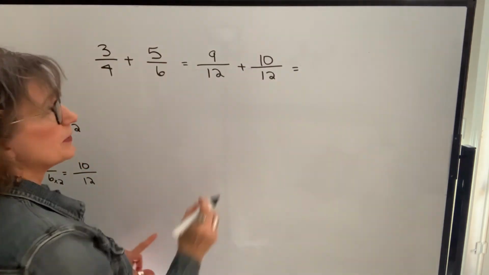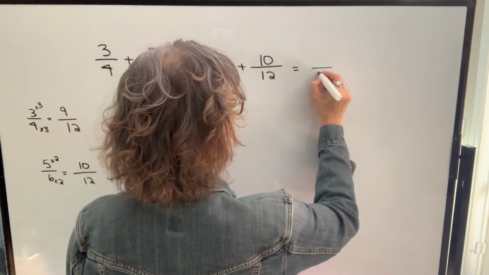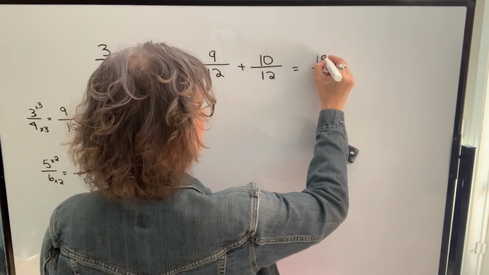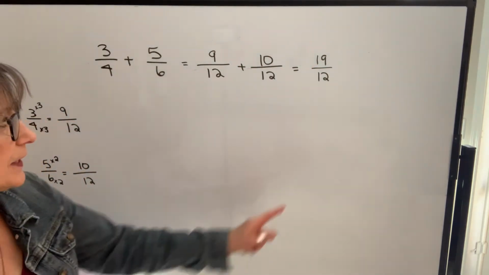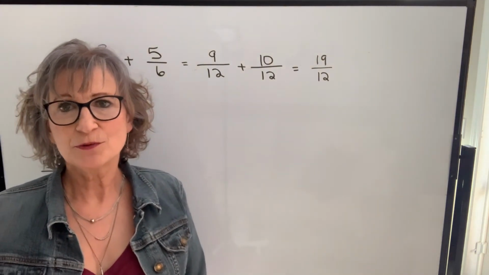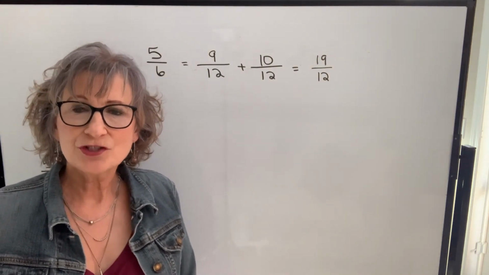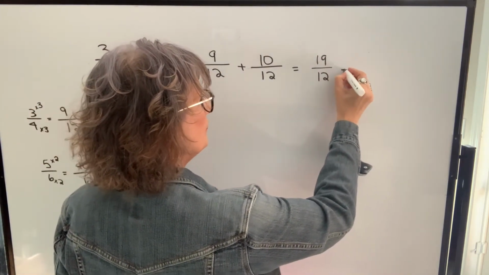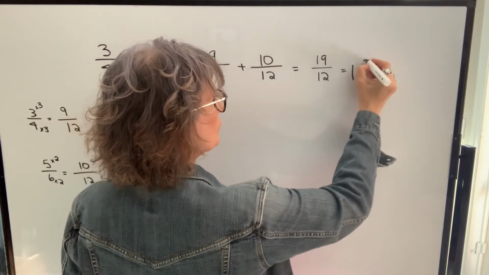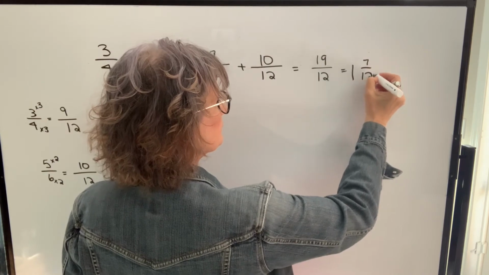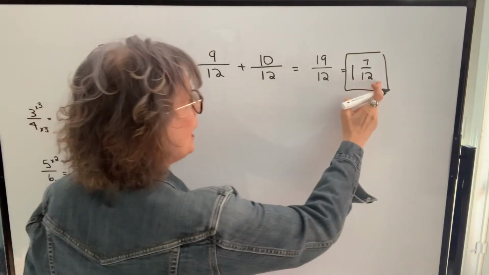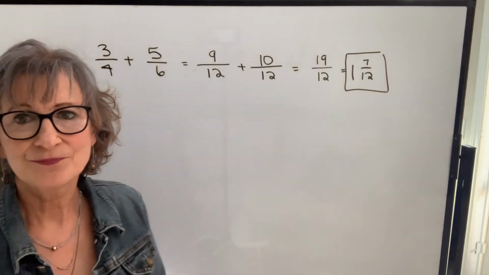Now that I have a common denominator, I keep that denominator and I add 9 plus 10, which is 19. That's an improper fraction because its value is greater than 1. And in order to change it to a mixed number, 12 goes into 19 one time with 7 left over. So when I add these two numbers, I get 1 and 7/12.